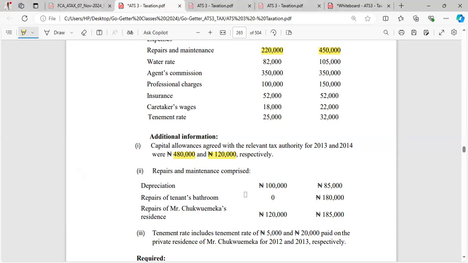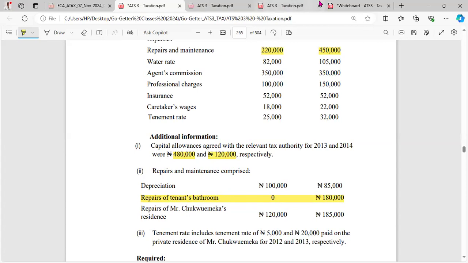Repairs of tenant's bathroom. Who is the tenant? The people paying the rent. This is allowed. Then repairs of Mr. Chukwuemeka's residence. This is not allowed because Mr. Chukwuemeka is not paying rent. He is a taxpayer who is the landlord. He's not paying rent. So this is the only one we are going to take.